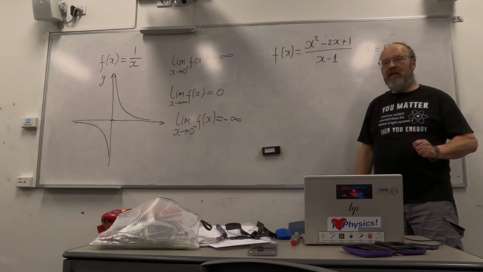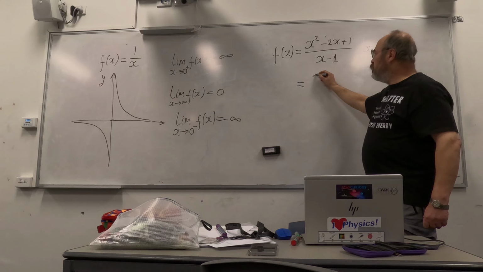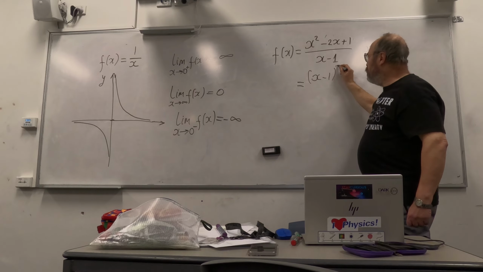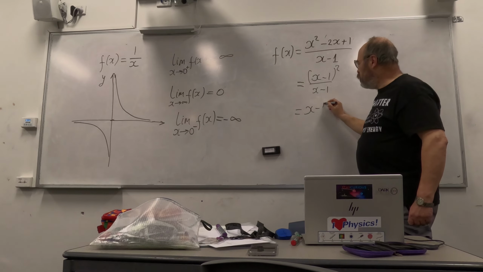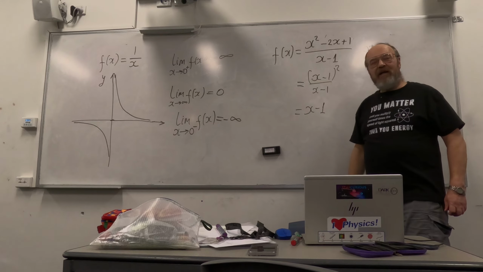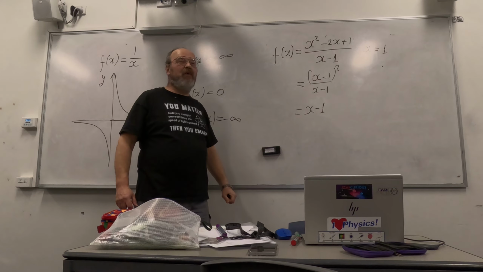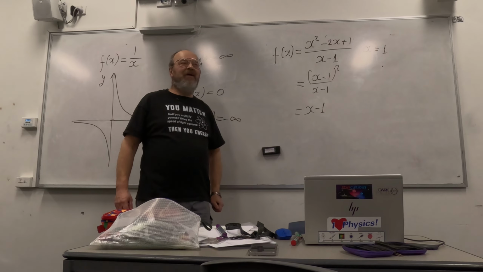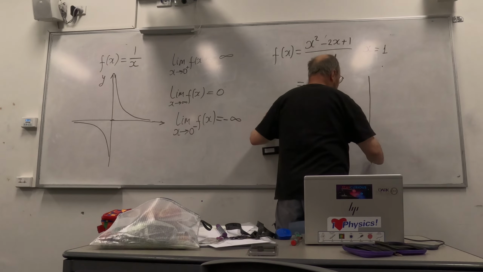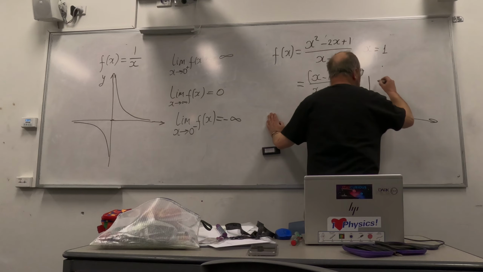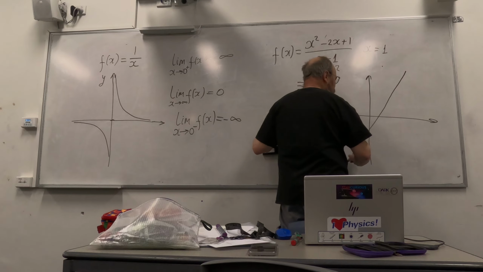If we actually simplify this function, this is x minus 1 squared over x minus 1, we get x minus 1. We just simplified this. X squared minus 2x plus 1 factorizes to x minus 1 squared. And if you sketch this graph, y equals x minus 1.